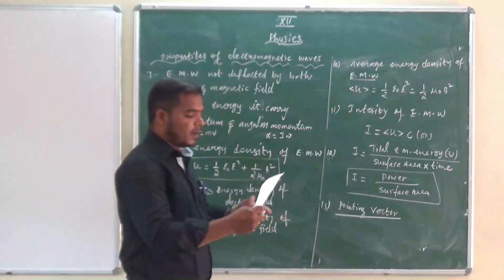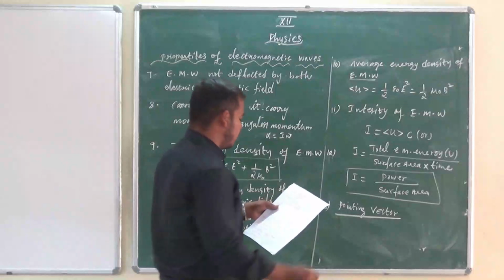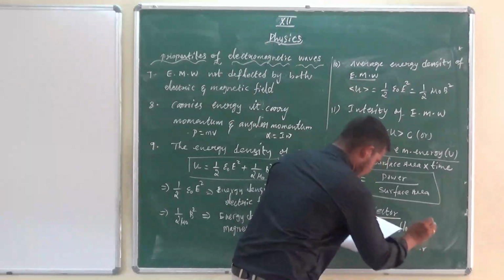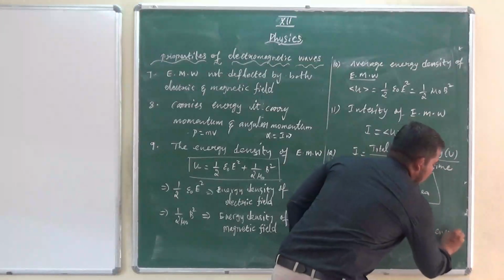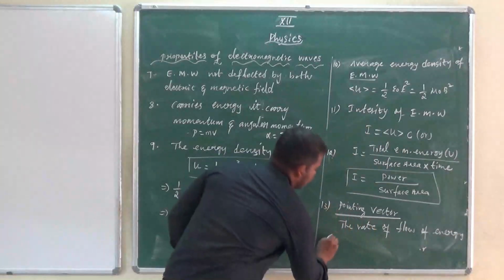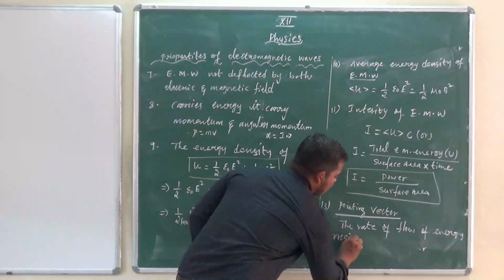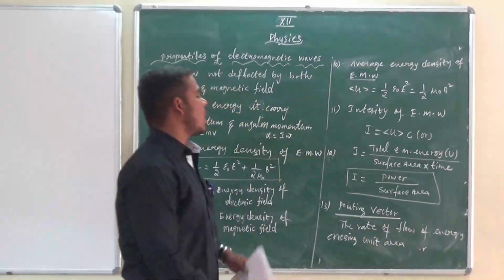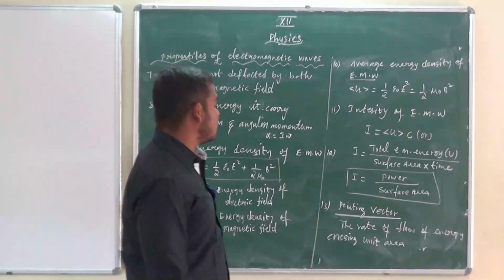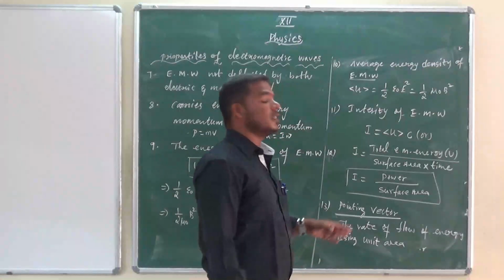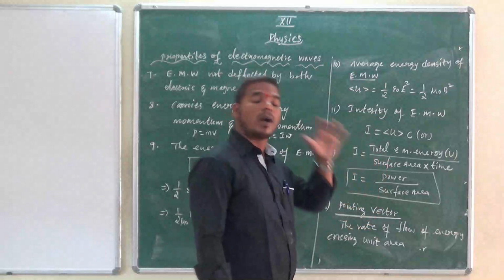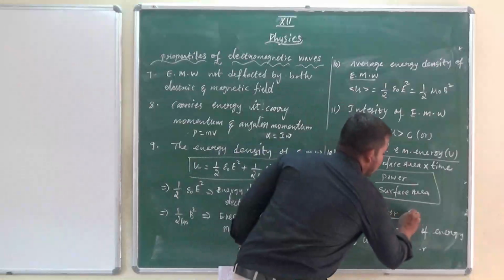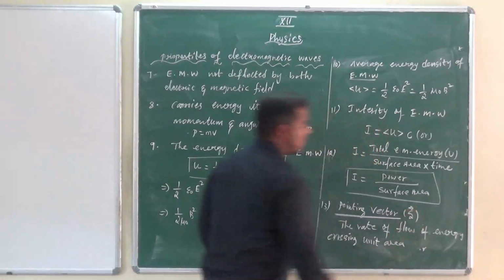The definition of the Poynting vector: the rate of flow of energy crossing per unit area. Here, unit area means a given one unit. So we can represent the Poynting vector with the symbol S vector. It's known as the Poynting vector.